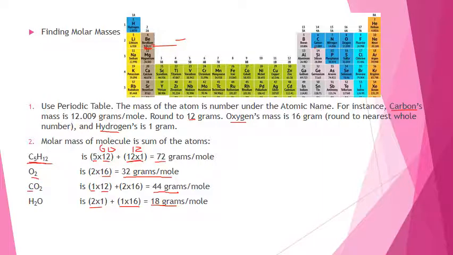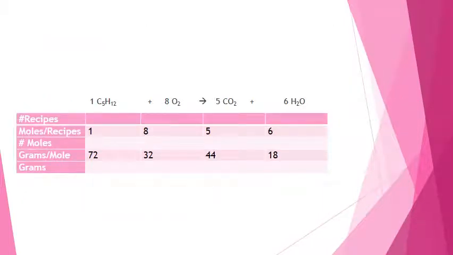Okay, so now what we're going to do is apply this. So this is our starting table. For any problem that has to do with the combustion of pentane, it will look like this. The coefficients will go in the moles per recipe row, and then the molar masses will go in this row here. So there are 2 things you need to do these problems: the balanced equation for the coefficients, and the molar masses.